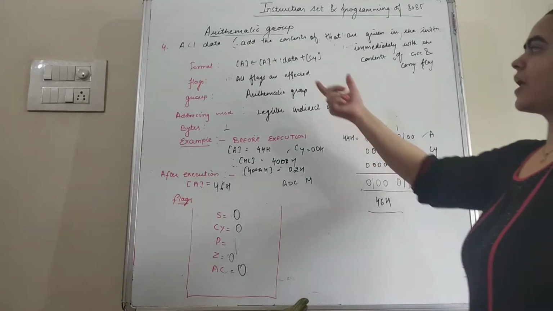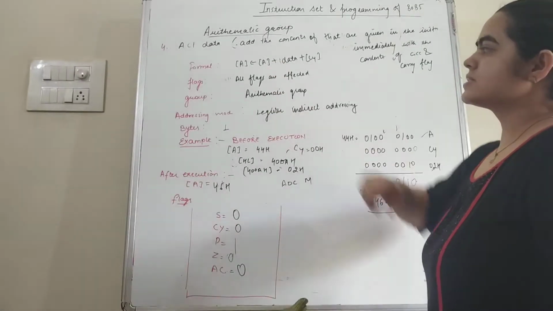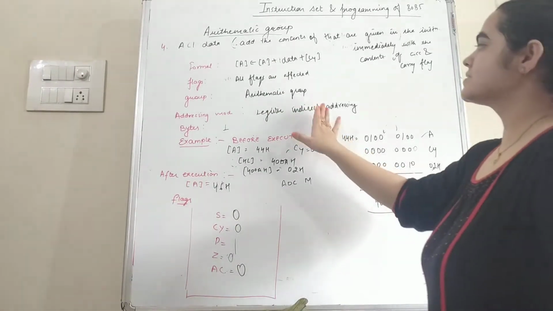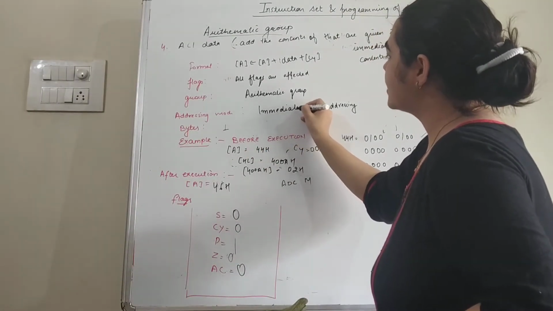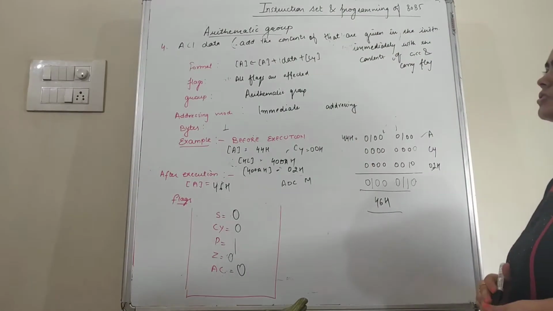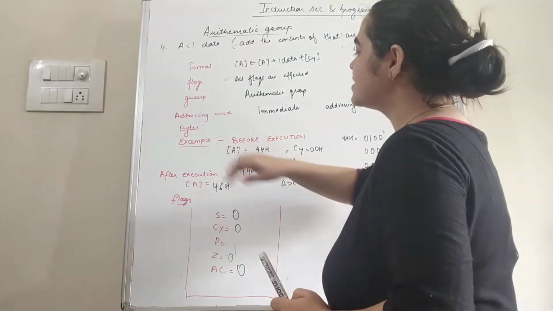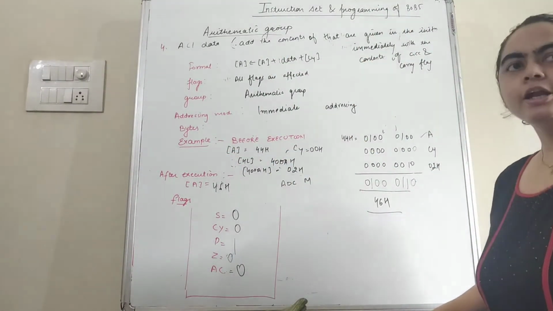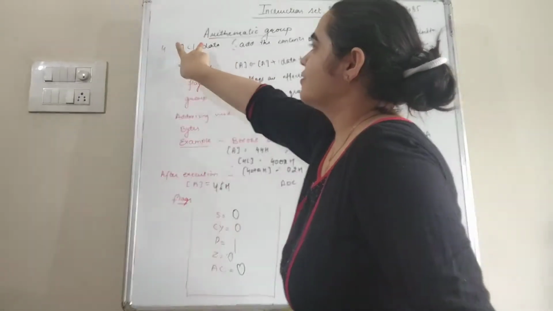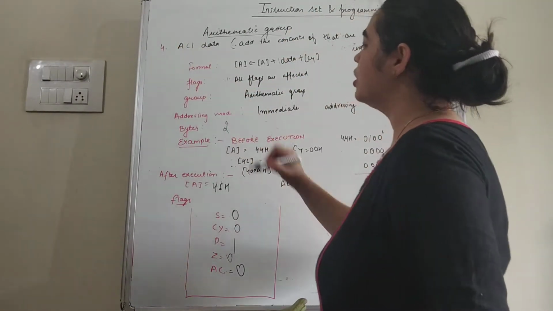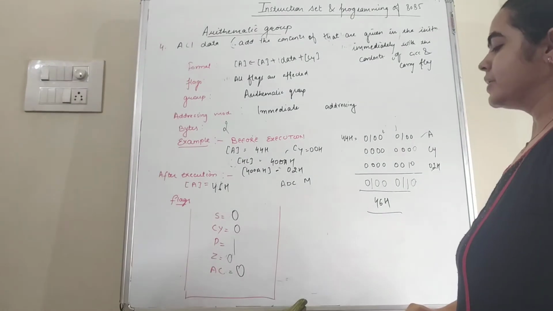Again all the flags are affected by this instruction ACI data. The group of this instruction is the arithmetic group, and the addressing mode is immediate addressing mode, because here the data is directly given in the instruction, which we are going to add with the contents of the accumulator. And how many bytes are affected? Data in case of 8085 is 1 byte, that means 8 bits. So 1 byte for this data and 1 byte for the instruction, so overall 2 bytes of memory are occupied by the instruction ACI data.